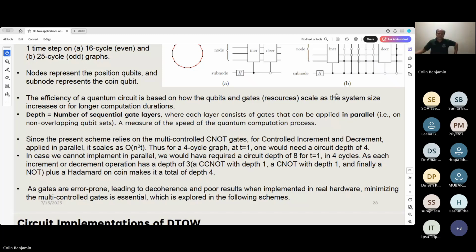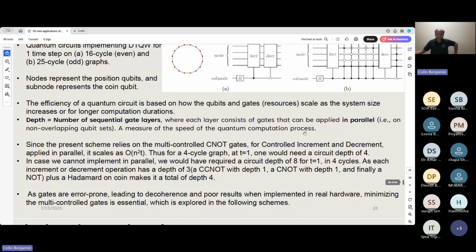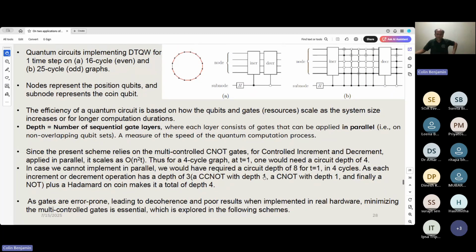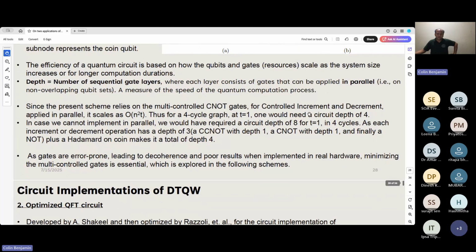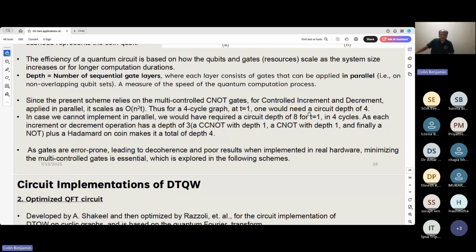So unfortunately for this proposal, if you see that the circuit depth is not that large, especially for it scales as O(N²T), where N is the number of position qubits. As I said, for a 4 cycle graph, N is your 2 qubits. So it goes as 4T. So for time step T equals 1, the circuit depth is 4. That is basically there are 4 layers of gates which are operated sequentially. And that's not that bad, but what are the gates here? So the gates here are control NOT, as I said, which lead to a lot of errors. So we don't want these kind of gates in our circuit.